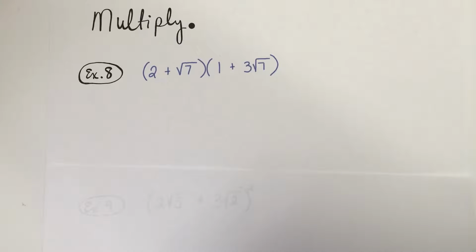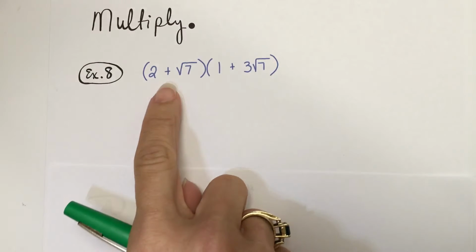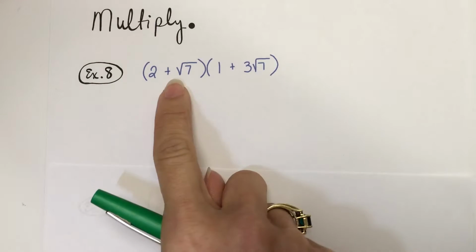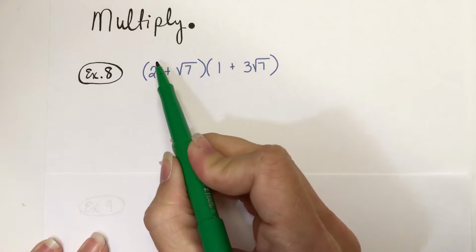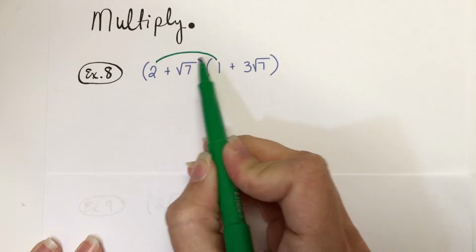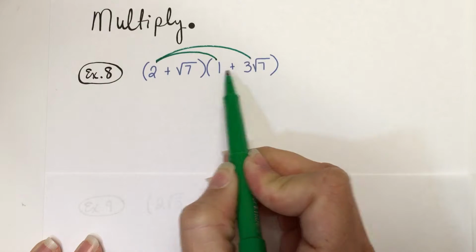Alright, now we're going to look at multiplying, which I know we looked at multiplying in the previous section, but this is where you're going to have a binomial times a binomial, two terms times two terms. So this is actually going to go back to your FOIL method, same thing that you have done numerous times in the past. So starting with your 2, and we will multiply that times each of the terms.